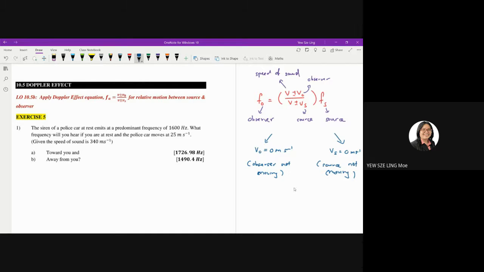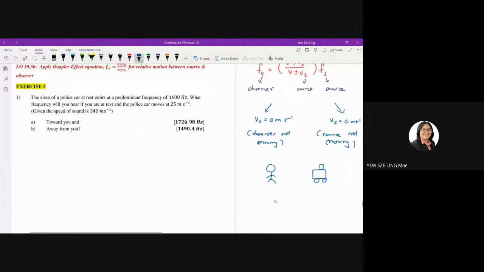So let's see how to determine the sign convention. Let's say this is you, the observer, and this is a police car. The police car just passed by you, and you're not moving. I'm just going to show you one example because it clearly shows how to determine the directions for all variables and the sign convention. First, you have a non-moving observer where VO equals 0 m/s. We want to determine the directions of Vs and also V.